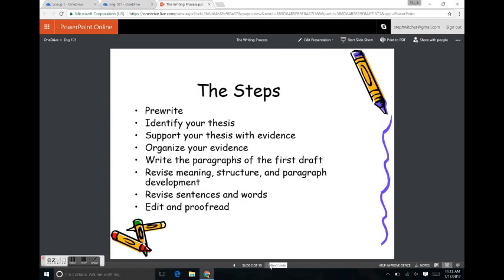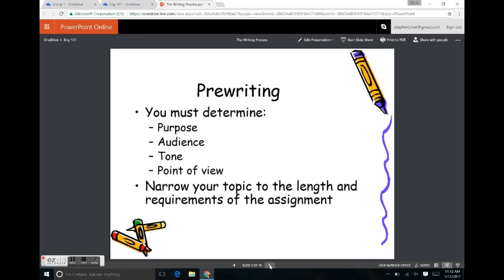Here are the steps that we're going to cover for the writing process, and you can see them here. Each one of these steps represents a chapter in your textbook, so if you have more questions, feel free to go look back at each of those particular chapters. So for example, pre-writing actually starts chapter 2 and then follows from there. So feel free to look back at those.